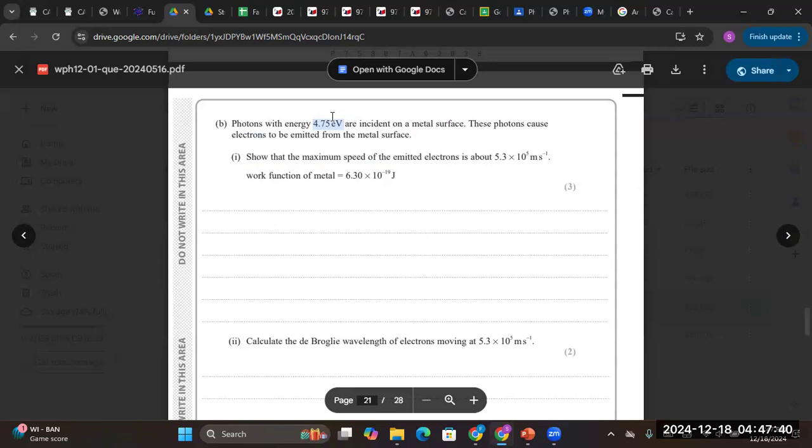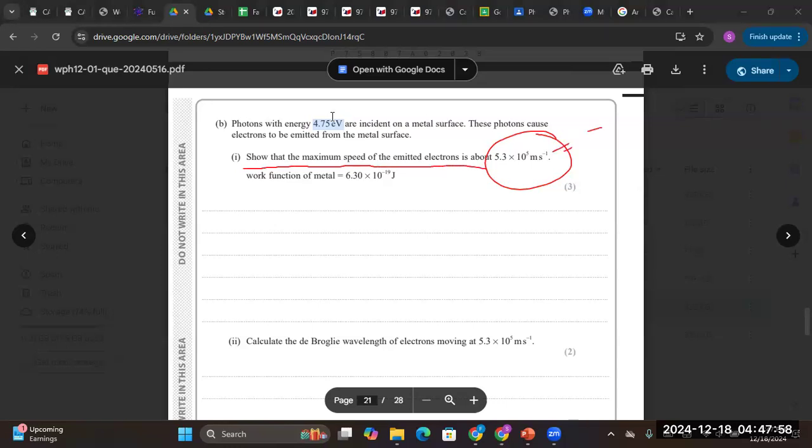By multiplying with the charge of one electron, which is 1.6 times 10 to the power of negative 19. That is also given in the data sheet. You don't have to learn it. And then this should be your final answer, because we have to show that the maximum speed is this much. So your answer should be coming this much.